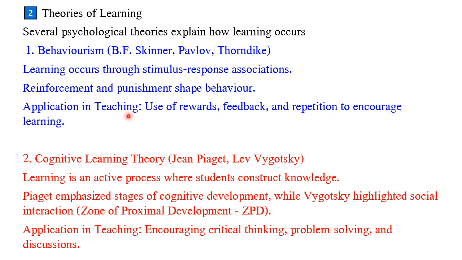Second one is cognitive learning theory, which is designed by Jean Piaget and Lev Vygotsky. Learning is an active process where students construct knowledge. Piaget emphasized stages of cognitive development, while Vygotsky highlighted social interaction and the zone of proximal development, that is called ZPD. Application in teaching: encouraging critical thinking, problem solving and discussions.